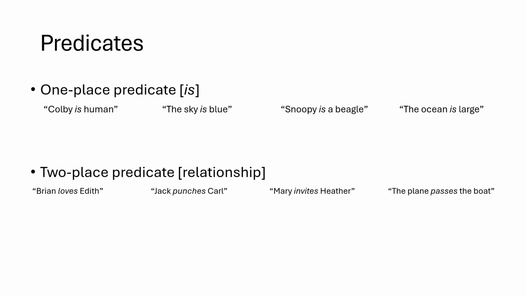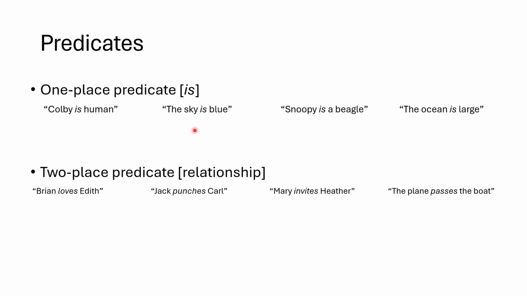Predicate logic can actually render both, but the symbolization would look different for each type of is to be able to capture those unique meanings. But here we're just going to talk about the is of predication. And if we look at the one-place predicates, you see that each of these statements has a subject. So the first one's Colby, then you have the sky, you have Snoopy, and the ocean. And then it says is blank, some sort of category, some type of trait, something that can be said of the subject. That's the predicate.